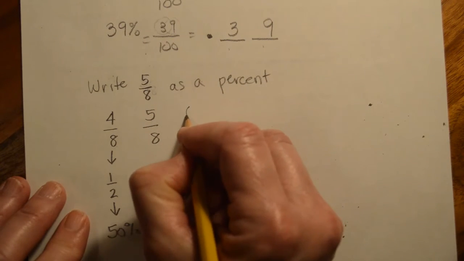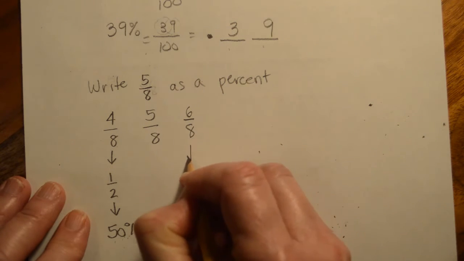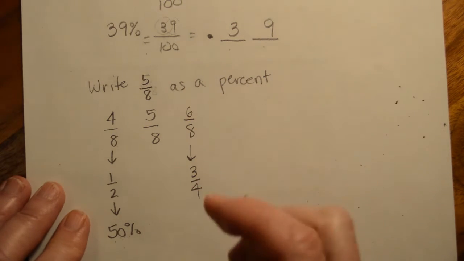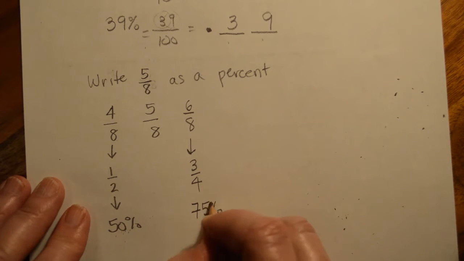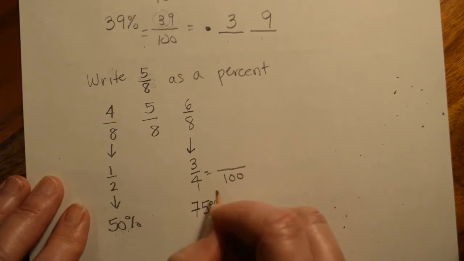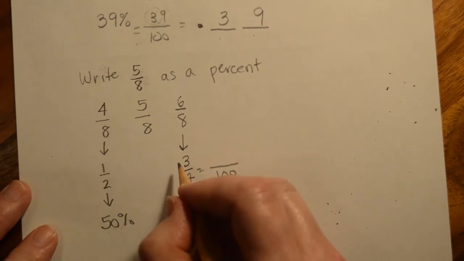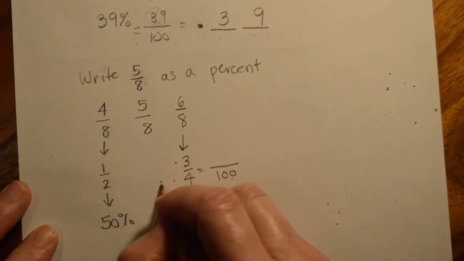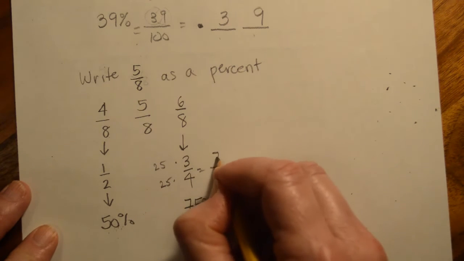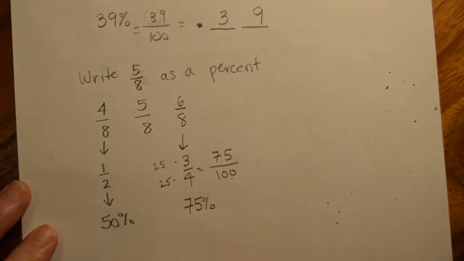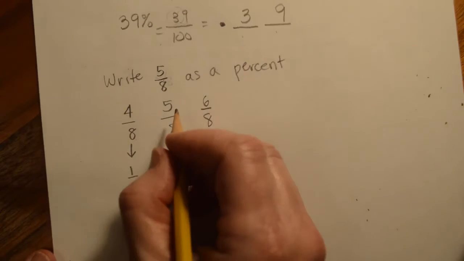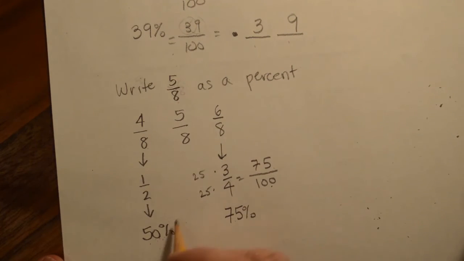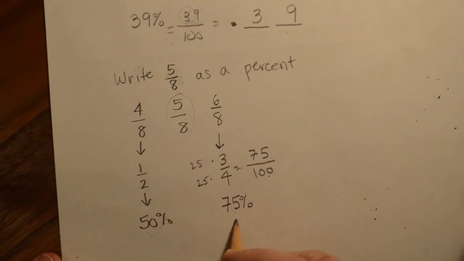The other fraction that we know is 6/8. That reduces to 3/4. I don't know if you know this or not, but 3/4 is the same thing as 75%. I'll give you a quick explanation why. If this had a denominator of 100, I would have to multiply this by 25 and this by 25, and that would give us 75 hundredths. So that would be 75% based on our conversation up here. So if they give you something like 5/8, we don't necessarily know what it is, but we can tell it's going to be between 50% and 75%.